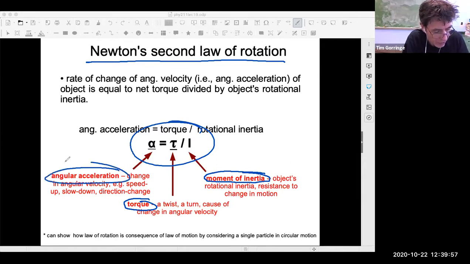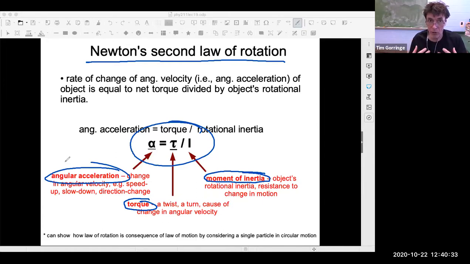So that angular acceleration, that's analogous to linear acceleration in Newton's second law of motion. In both cases, they're the response to the force or the torque. So the response to the force or the torque is a change in motion: speeding up, slowing down, changing direction. In one case, it's measured by linear acceleration, in the other case, angular acceleration. So I would say just think of this as a copycat of Newton's law of motion, but for rotational motion.